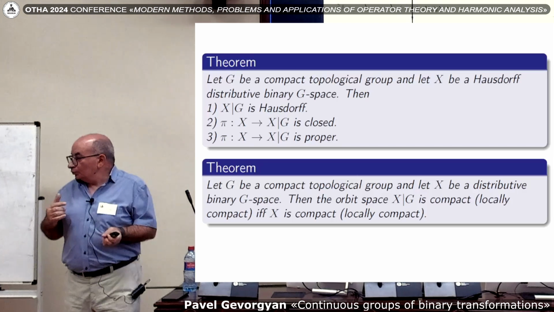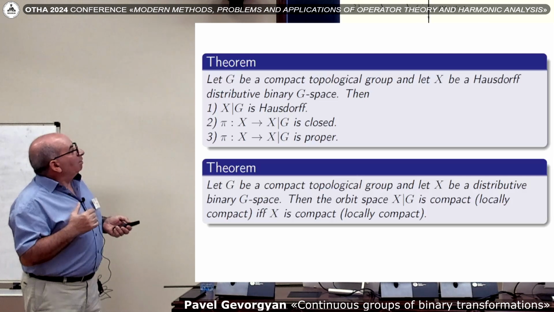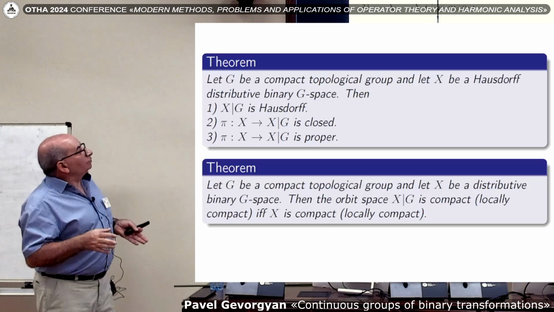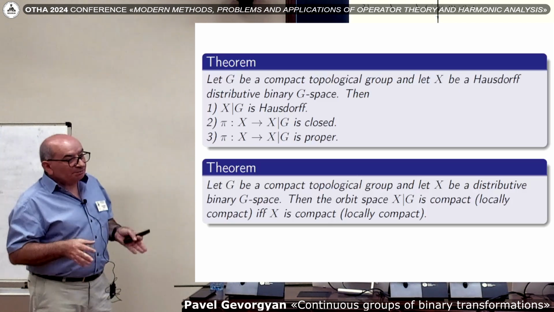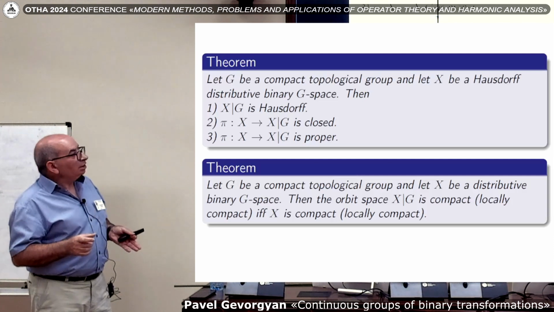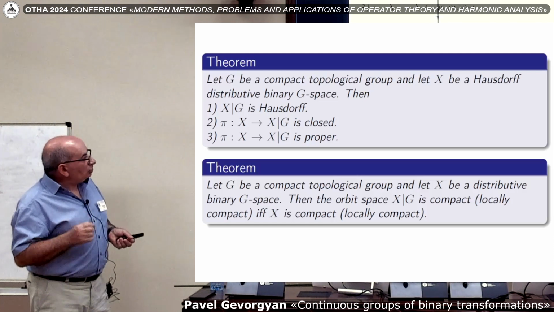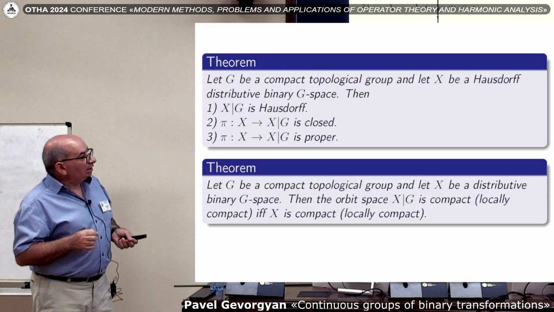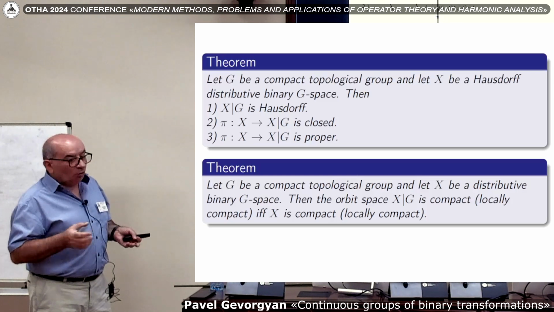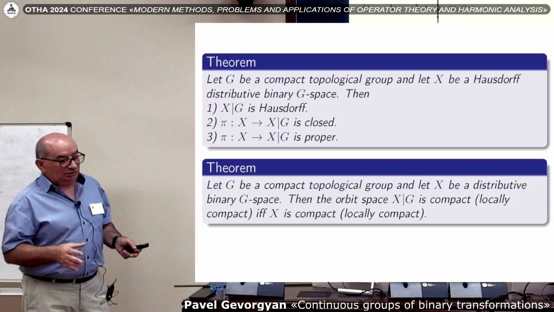Now let's formulate two results about the orbit space of distributive binary G spaces. Let G be a compact topological group, and let X be a Hausdorff distributive binary G space. Then the orbit space Xg is also Hausdorff, and the orbit projection pi is a closed and proper map. And let G be a compact topological group, and let X be a distributive binary G space. Then the orbit space Xg is compact or locally compact if and only if X is compact or locally compact, respectively.